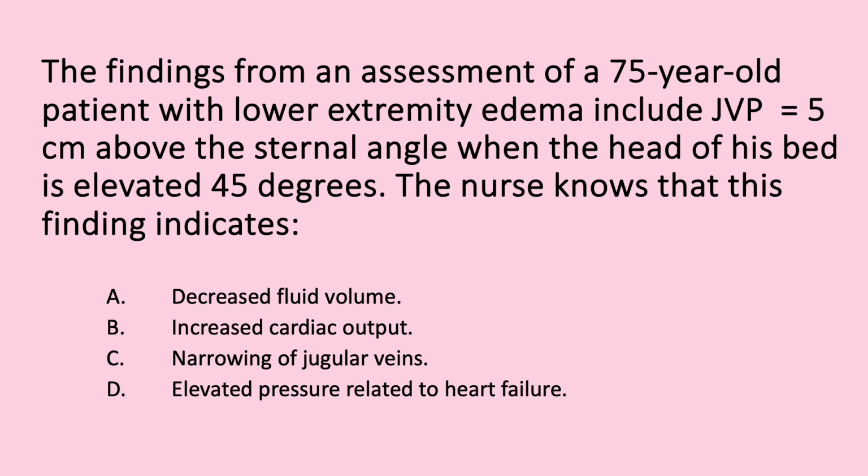Let's practice. The findings from an assessment of a 75-year-old patient with lower extremity edema include JVP of 5 centimeters above the sternal angle when your patient's at a 45-degree angle. And you know that this indicates what? If you picked elevated pressure related to the heart, related to heart failure, you're correct. Okay? This elevated pressure being more than 3 centimeters is telling you that there may be a degree of heart failure.